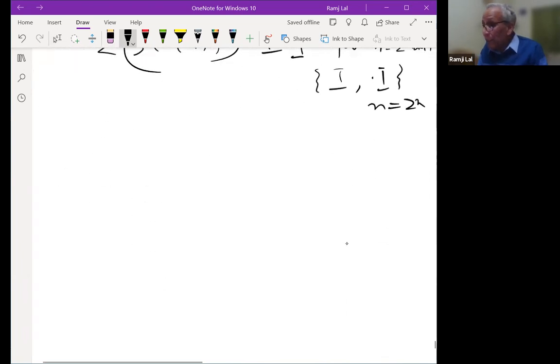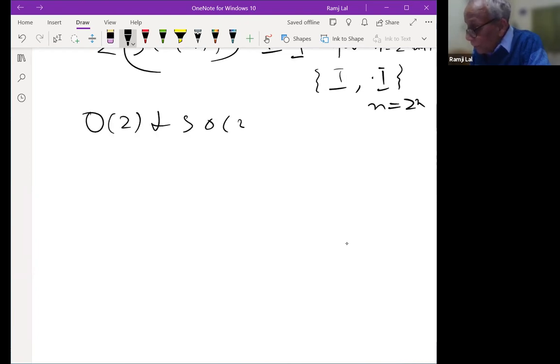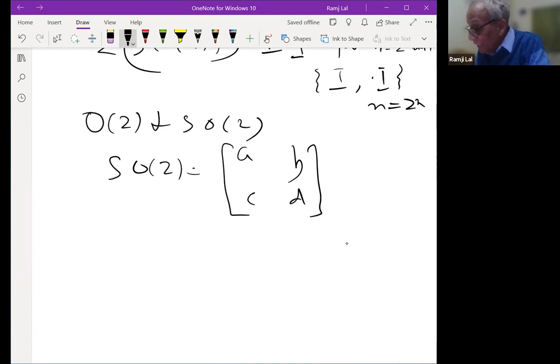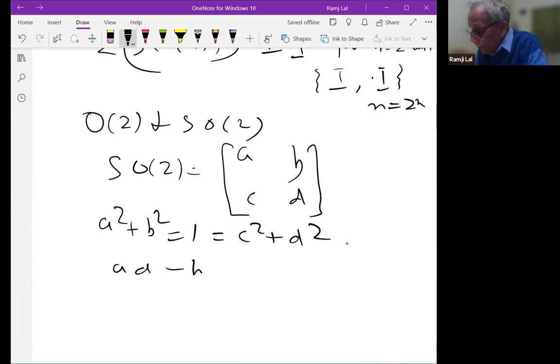So let me say something here again for smaller n, and I'll completely classify the things. So now come to SO(2) first. Let us take O(2) and SO(2). What is SO(2)? It is simply a matrix of the type A, B, C, D, and it has to be an orthonormal set. So the rows have to be orthonormal. So A square plus B square is 1, C square plus D square is 1, and AC plus BD is 0.